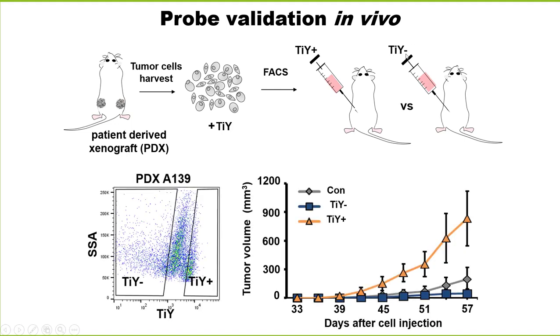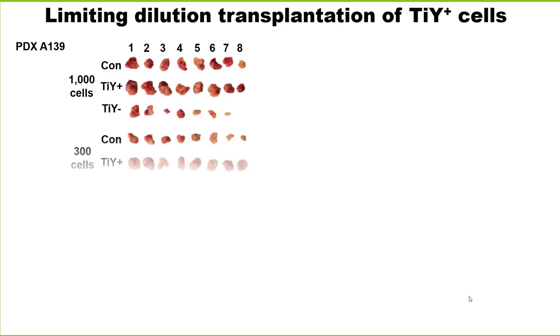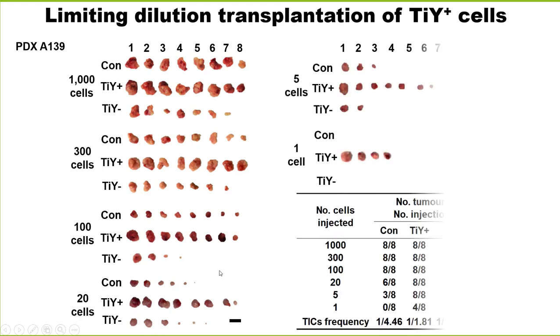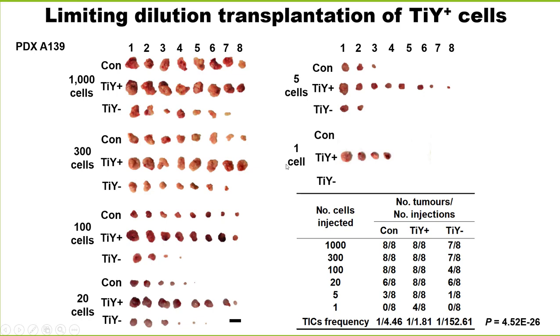And then if you inject these into other animals, it clearly shows that TiY positive cells make much bigger tumors than the controls or the negative cells. We tried to do the limiting dilution experiment with this. So we started with 1,000 cells, and positive is bigger, negative is smaller, but still there is some tumor forming. We diluted further and further, down to 1 cell. So this is the dilution experiment.